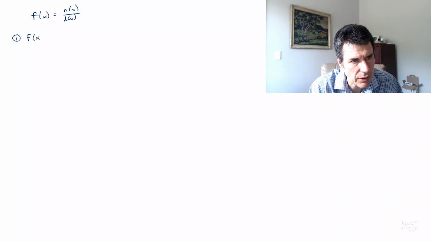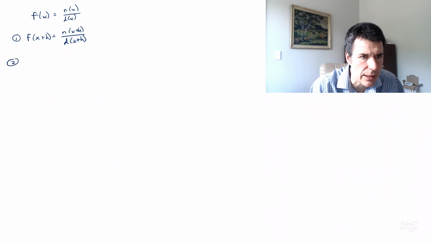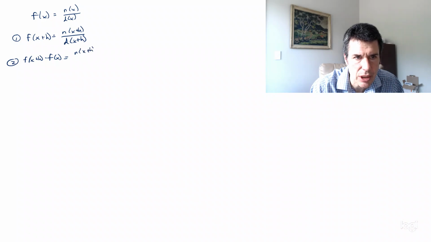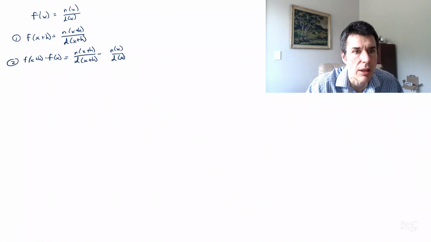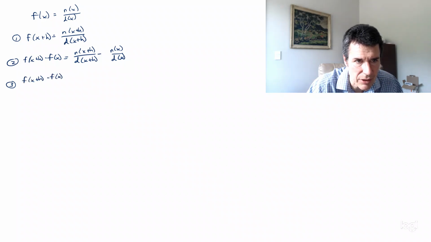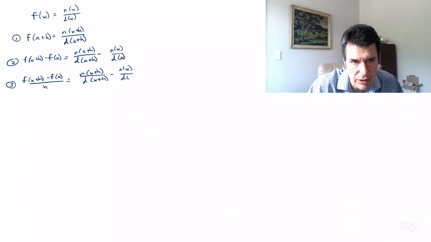So we're doing a four-step process. First, f of x plus h, which is n of x plus h over d of x plus h. Second, we need to calculate f of x plus h minus f of x, which is n of x plus h over d of x plus h minus n of x over d of x. Third, we divide this by h: f of x plus h minus f of x over h, which is n of x plus h over d of x plus h minus n of x over d of x, all divided by h.